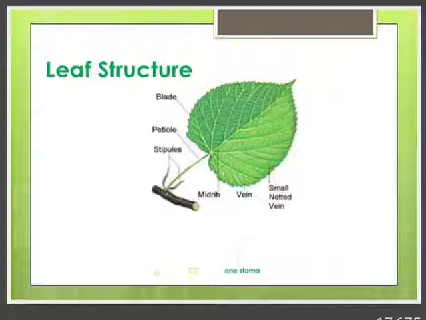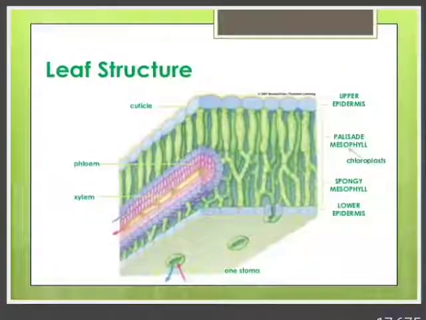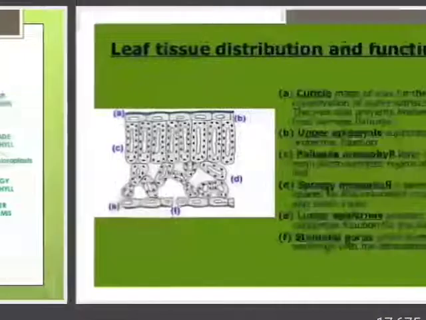Leaf structure has reticular venation. The blade and petiole, stipules, midrib, veins and small veinlets are present. This is the reticular structure of the leaf. This is the leaf internal structure. What is present in it? At the top is the cuticle, upper epidermis, then palisade mesophyll and spongy parenchyma. Xylem conducts water, phloem transports food, then the lower epidermis, and lastly the stomata are present.